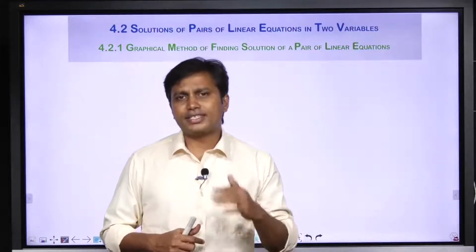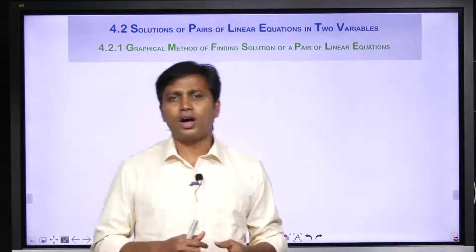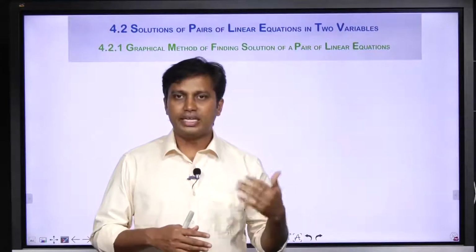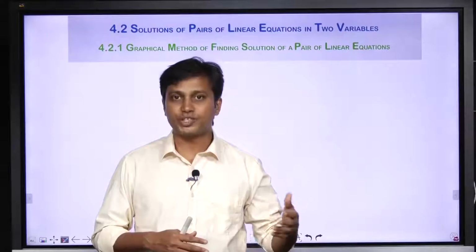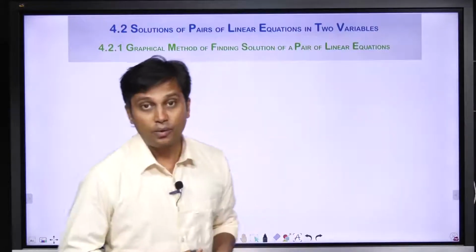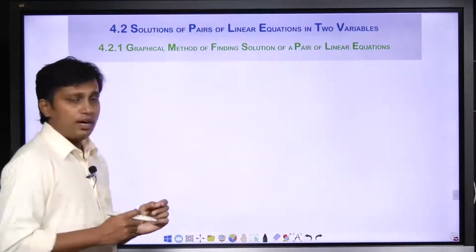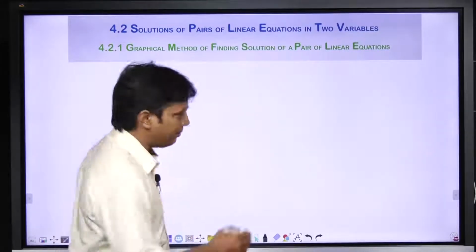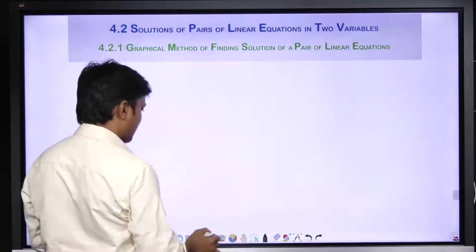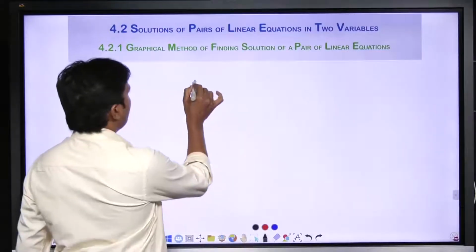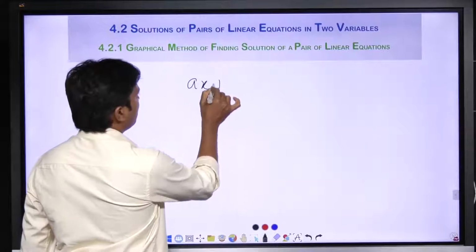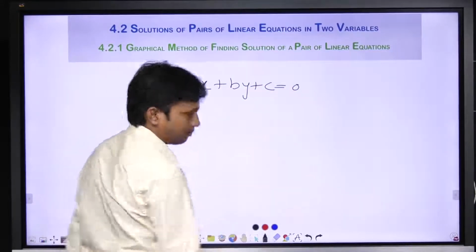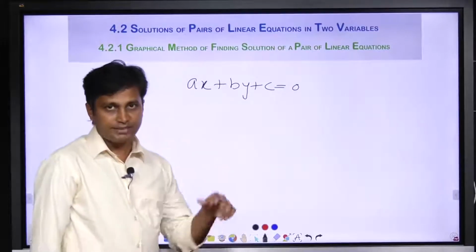Before discussing this, let us recall the previous topic, the linear equations in two variables and its basics, once again. What is the general form of a linear equation in two variables? See here, the general form of a linear equation in two variables would be ax plus by plus c equal to 0, as we discussed in the previous session.